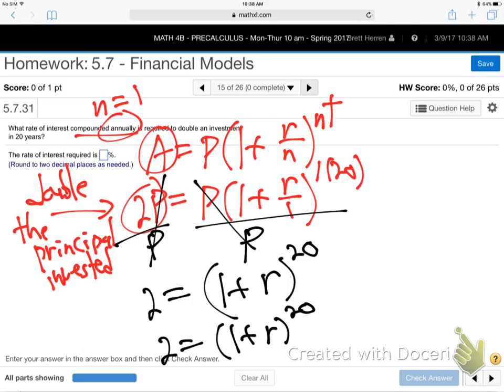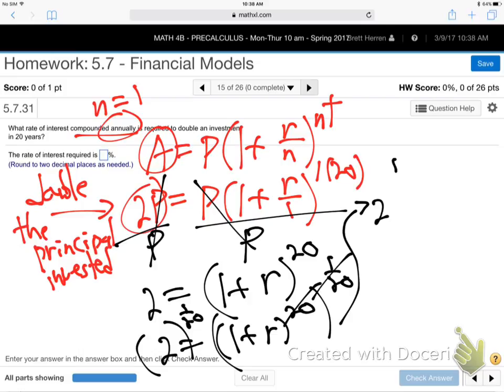You just raise both sides to the 1 over that. 1/20th power, which is the same as the 20th root, if you prefer. Whatever way you want to say it, it's the same thing. That'll cancel it out. And so, coming over here, we have 2 to the 1/20th is 1 plus r. See how it got rid of the 20th power? So if the power is just a number, just raise it to 1 over that on both sides. It cancels it out. Subtract 1, so 2 to the 1/20th minus 1.